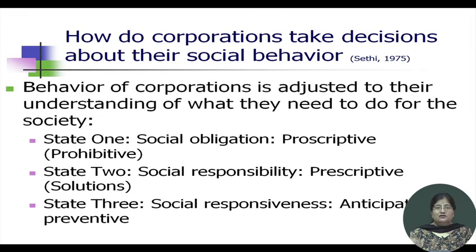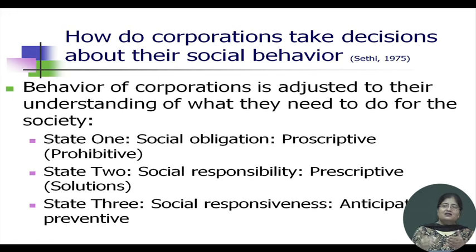society. So the first state is prohibitive, which means that we don't want to get into trouble. It's a social obligation. We will do whatever it is to stay out of trouble. State 2 is we will suggest solutions because it is our duty to look after the society we live in. So if we see a problem, we will have a prescriptive approach. We will do whatever it takes to help solve that problem in society.